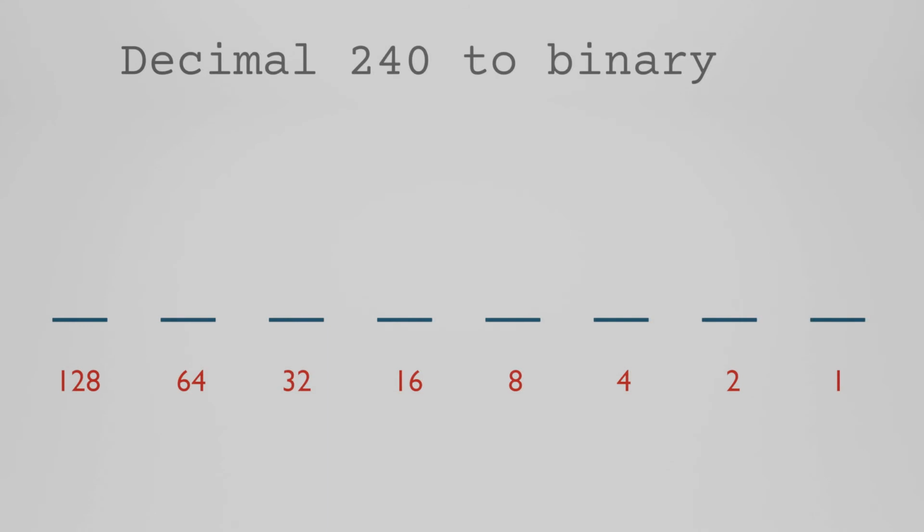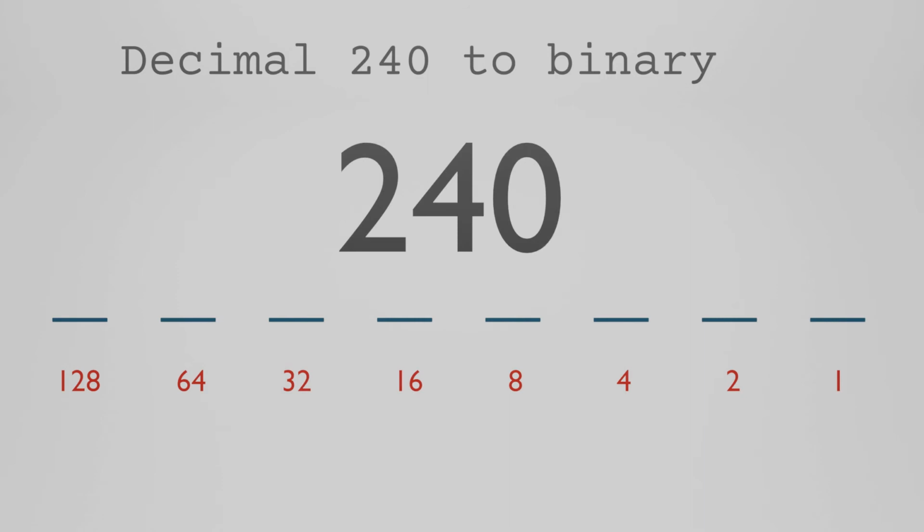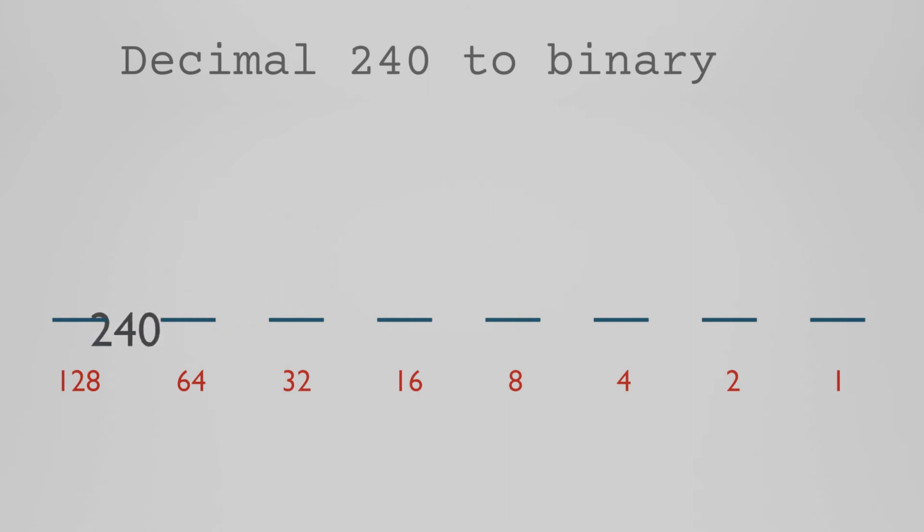Let's do a couple more decimal to binary conversions. We'll use 240 this time. 240 is greater than 128. Put a 1 in that position. Subtract 128 from 240, leaving 112.